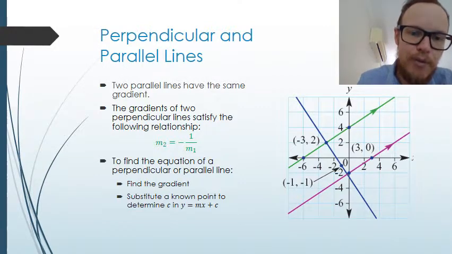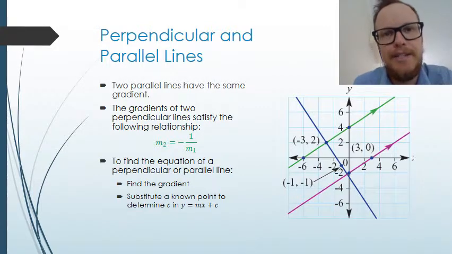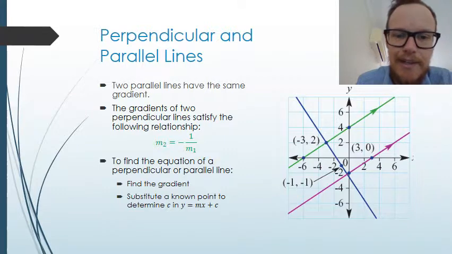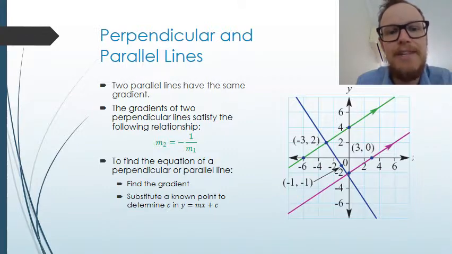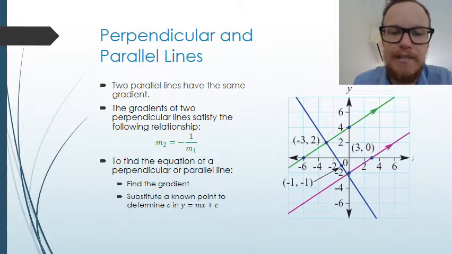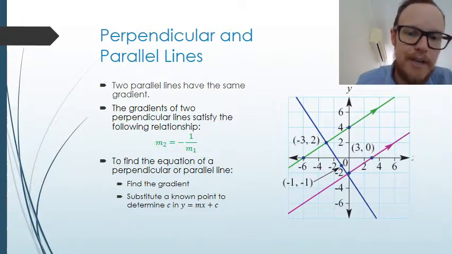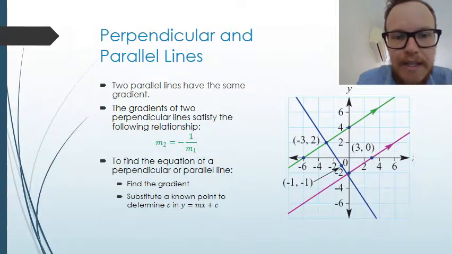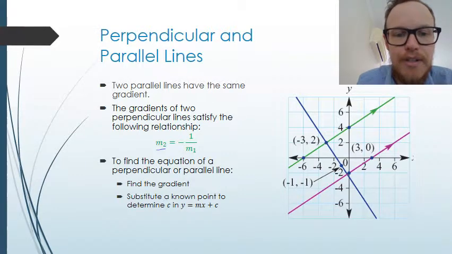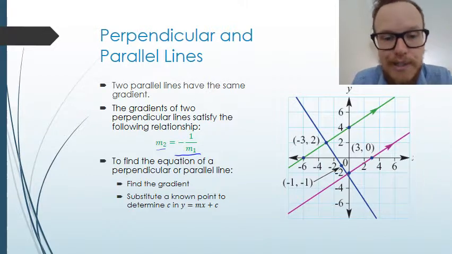So there is this formula, and that's the reason for this formula. They're satisfying this relationship that the gradient of the second line is going to be equal to the negative inverse of the first gradient. So all we need to remember is this formula here for perpendicular lines, that the gradient of the second line is going to be equal to the negative inverse of the gradient of the first line.